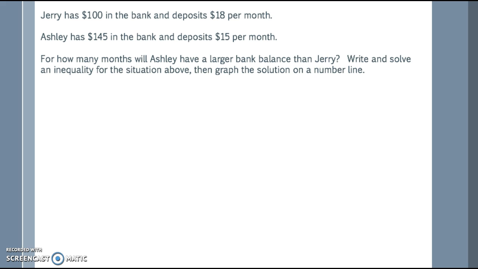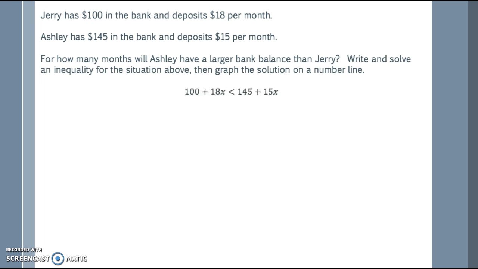Jerry has $100 in the bank and deposits $18 per month. Ashley has $145 in the bank and deposits $15 per month. How many months will Ashley have a larger bank account than Jerry? Let's write and solve an inequality for the situation and then graph on a number line.